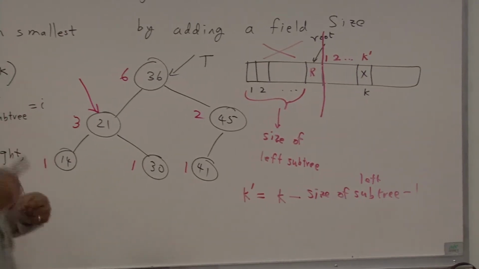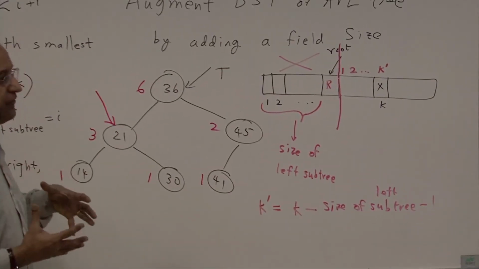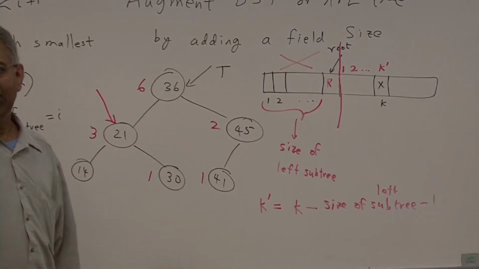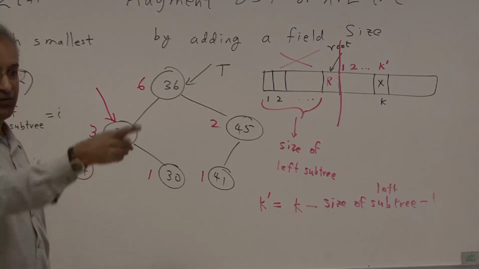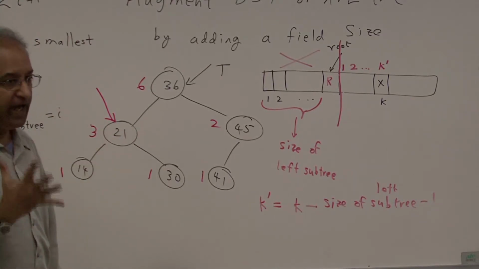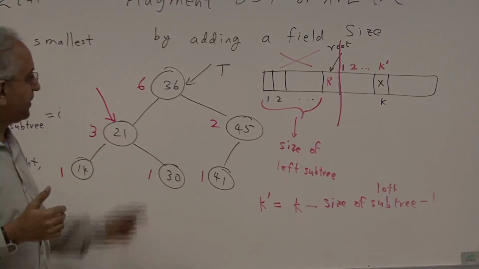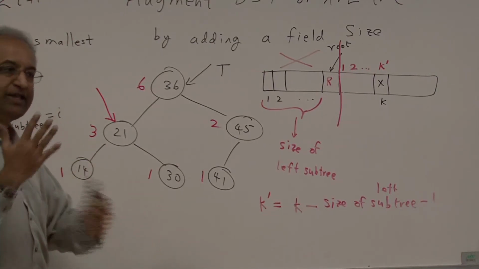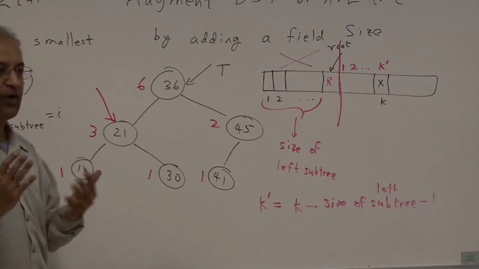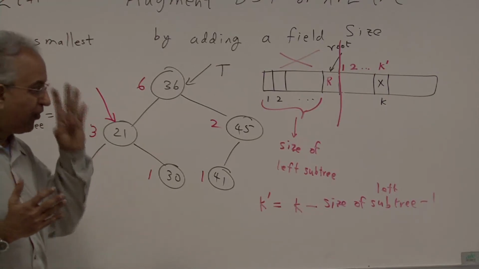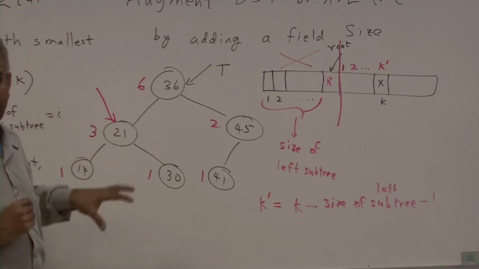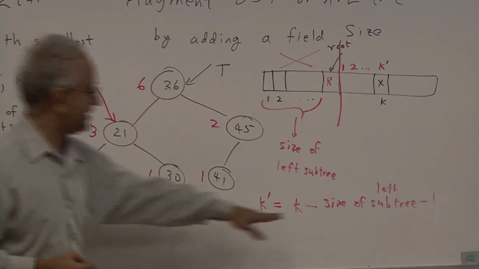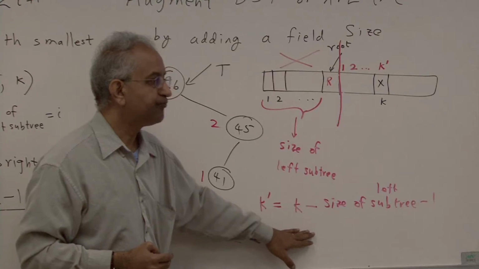Look at, for example, 41. What is the rank of 41 in the entire tree? One more time, let's do this. What is the rank of 41 in the whole tree? 5. What is the rank of 41 in the right subtree? 1. What is the difference? 5 minus 1 is 4. And that 4 came from where? Size of the left subtree, 3, plus 1. That's exactly what this formula is saying.